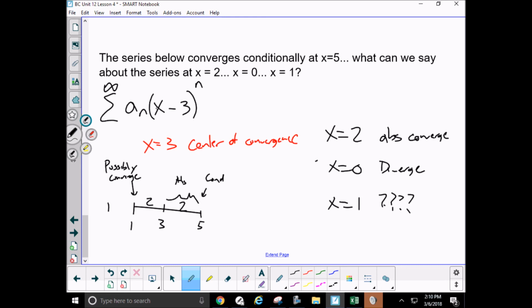I could plug in 1, I get negative 2 to the n. Well, it's all dependent on what a to the n is. Maybe it also is negative 2 to the n, so maybe you'd have a positive 2 to the n, and then you have just a harmonic series. It's all dependent. So that's the ratio test. Involved stuff.